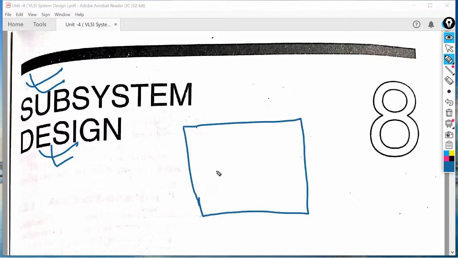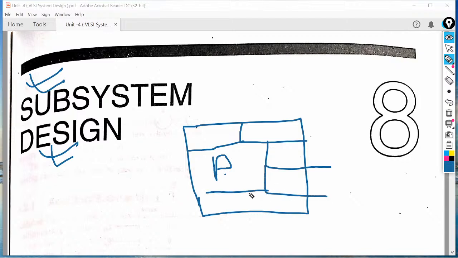Suppose this is the processor P that I want to design. Before starting, I have to design this whole system, so I divide this system into various small systems, various subparts. These subparts are known as subsystems.